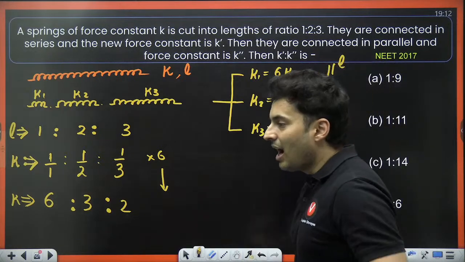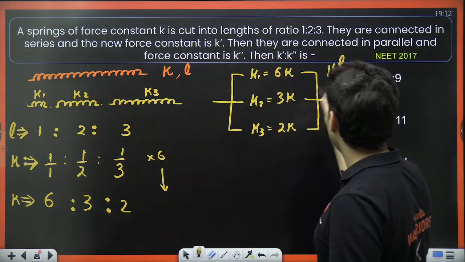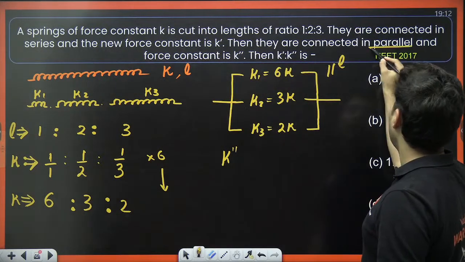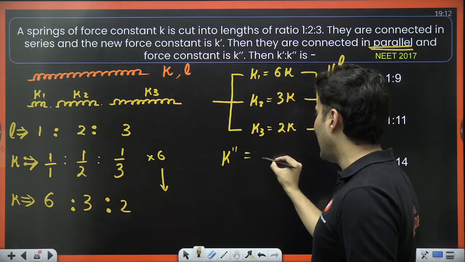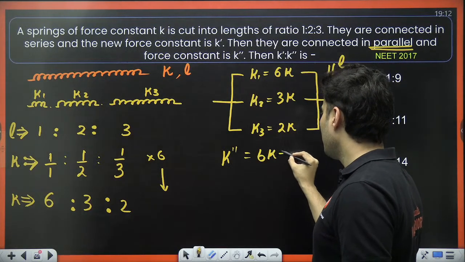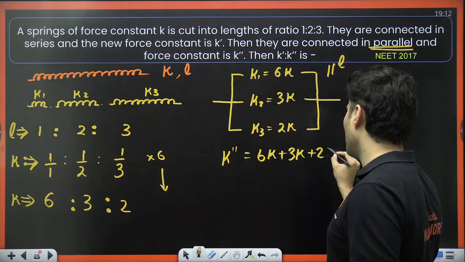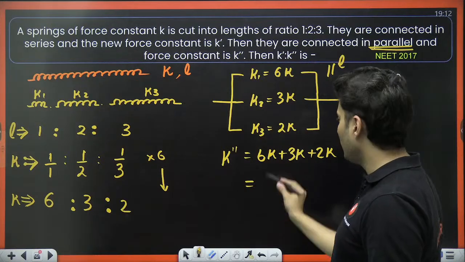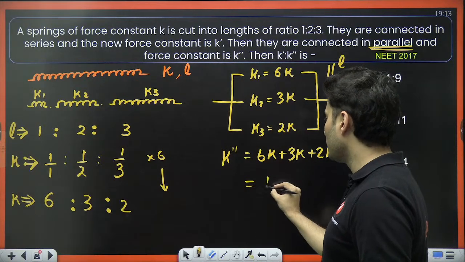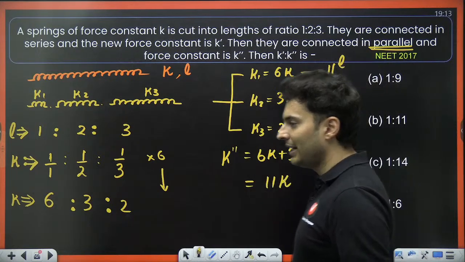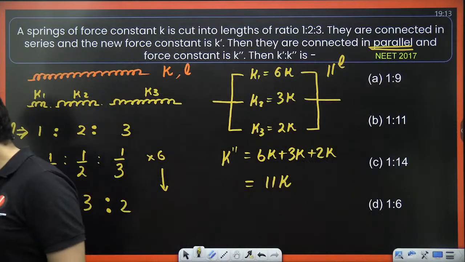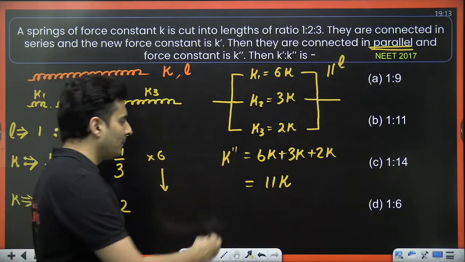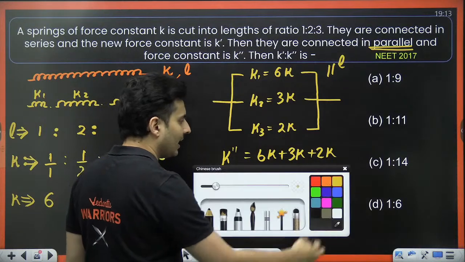And when in parallel, how do you find the equivalent spring constant? When they are connected in parallel, what is the equivalent spring constant? Just add them. So it will be basically 6K plus 3K plus 2K. How much will it be, my dear warriors? Think about it. 6K plus 3K plus 2K is going to be 11K. Is that right? Will it be 11K? Yes, perfecto. So K double prime is 11K.